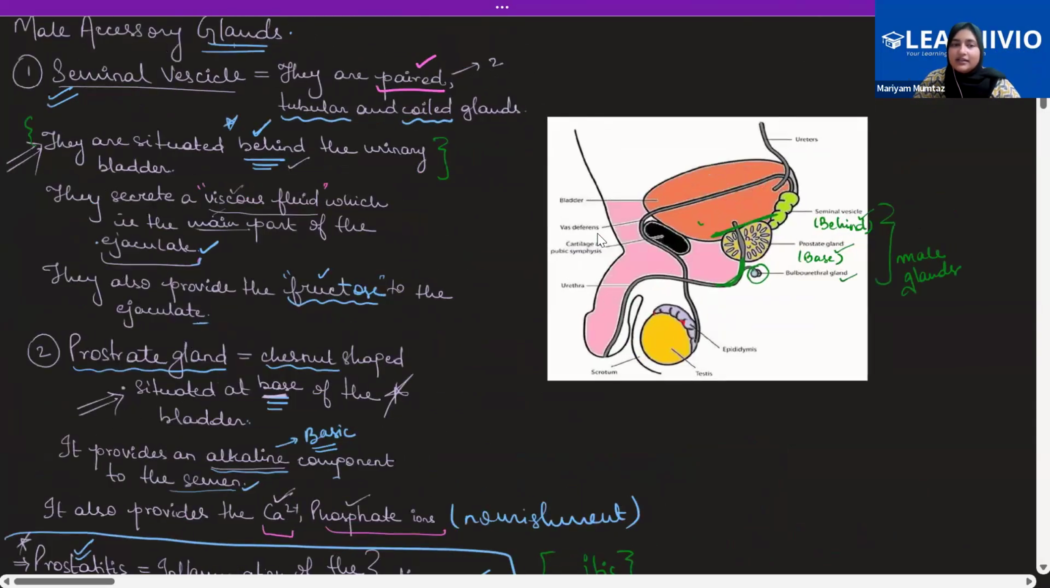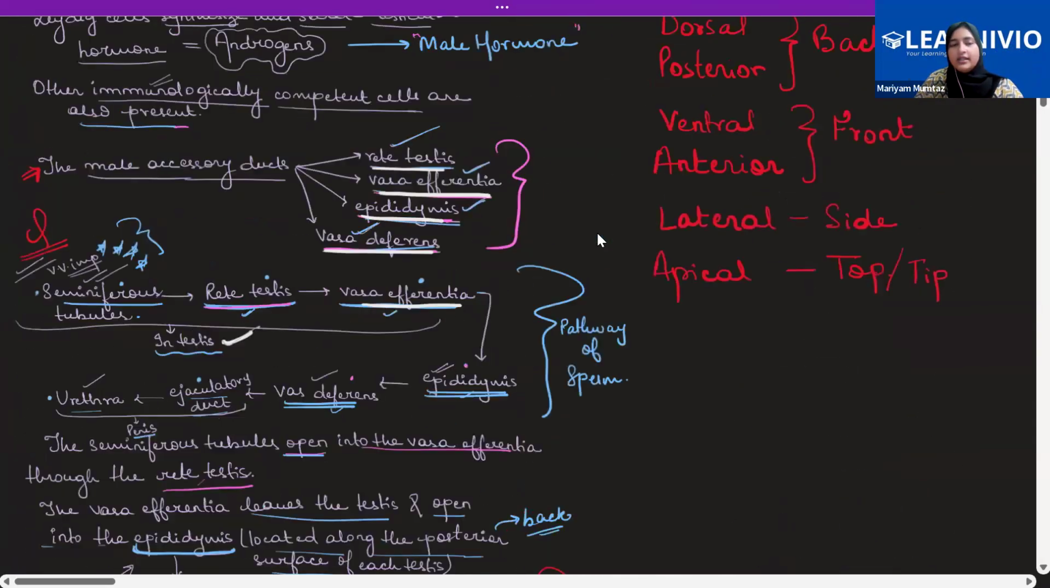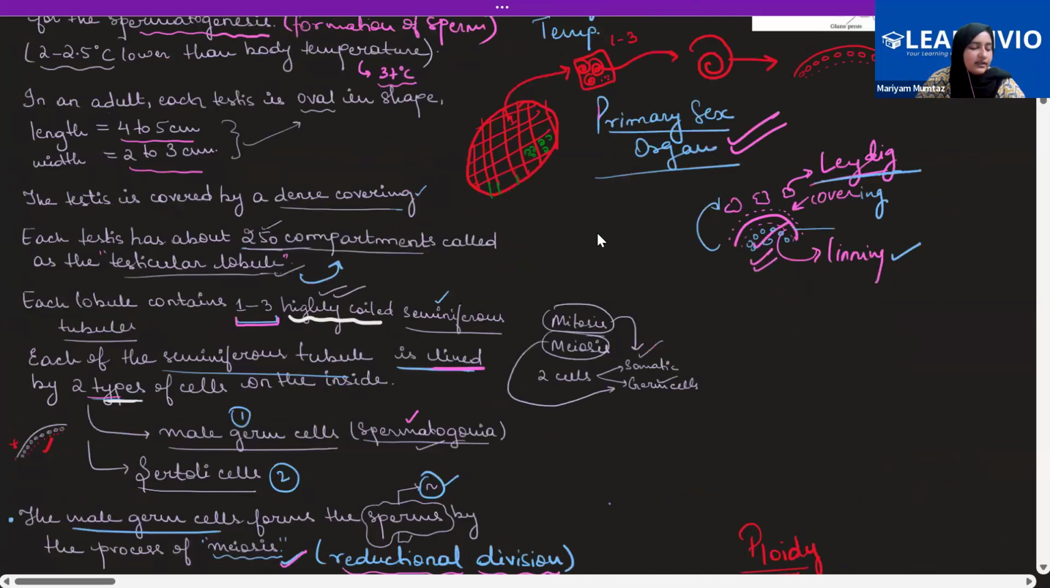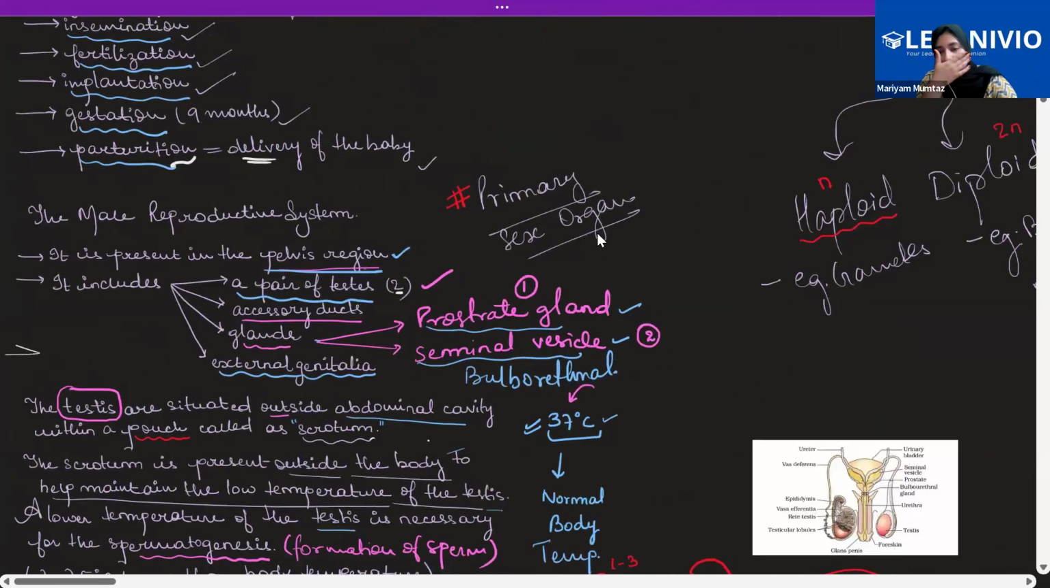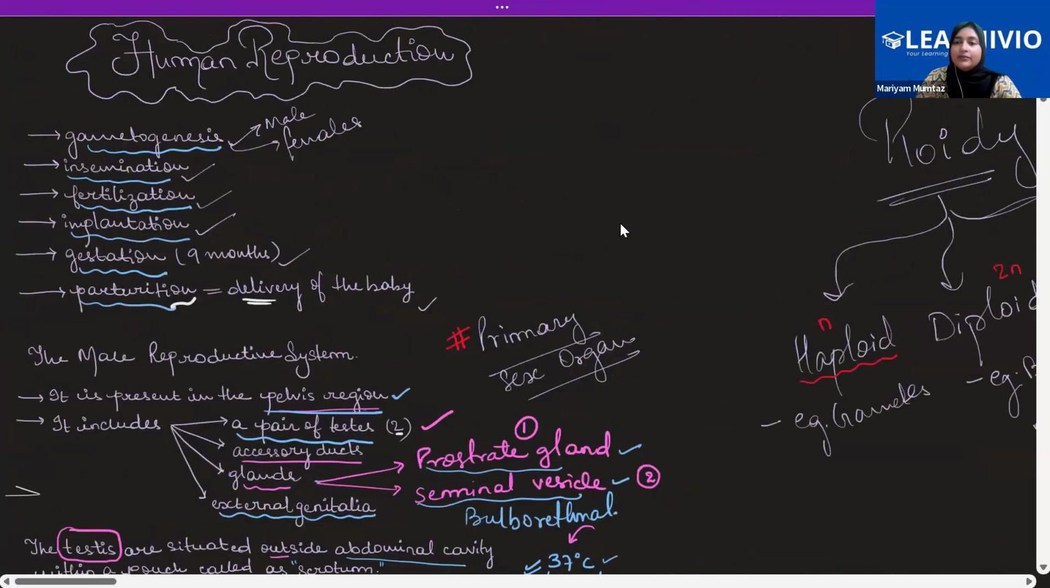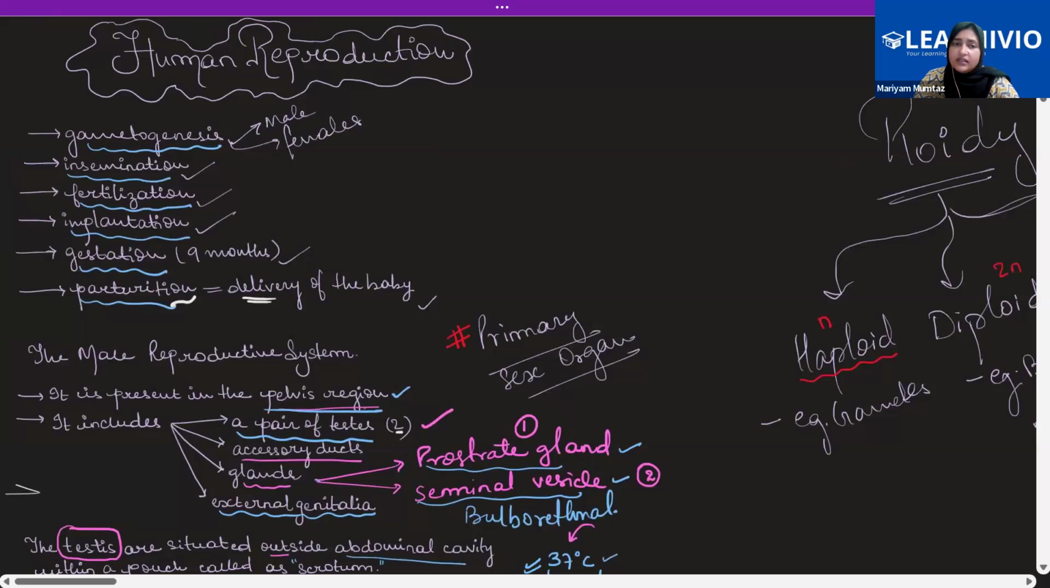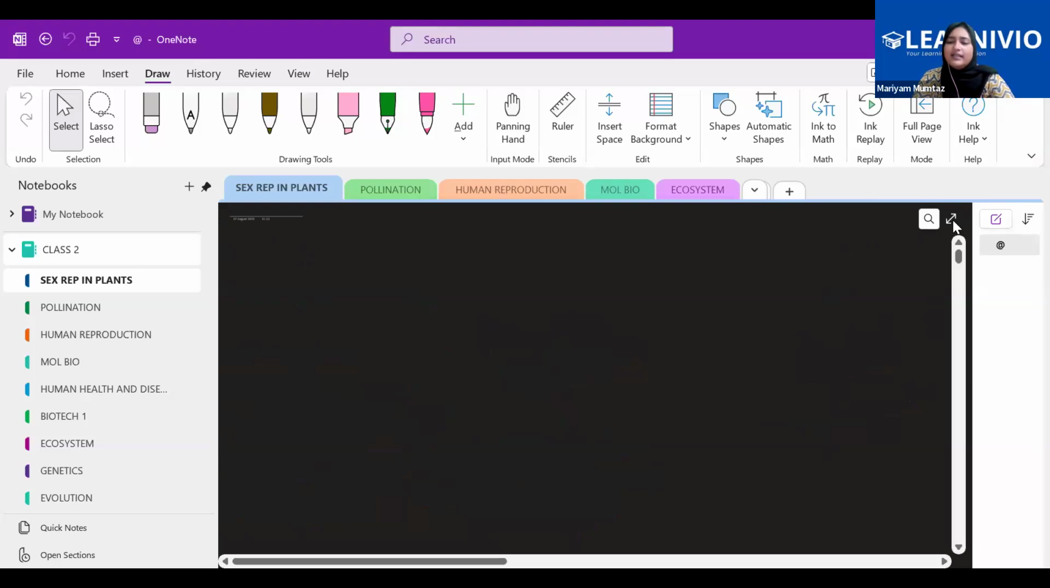So we have started this chapter today, human reproduction. Now you just have, I think, 10 minutes left for the class to get over. So I am going to send you the sexual reproduction in flowering plants notes. Okay. So you can copy down the rest of it, but till the class gets over, you can copy down your notes.